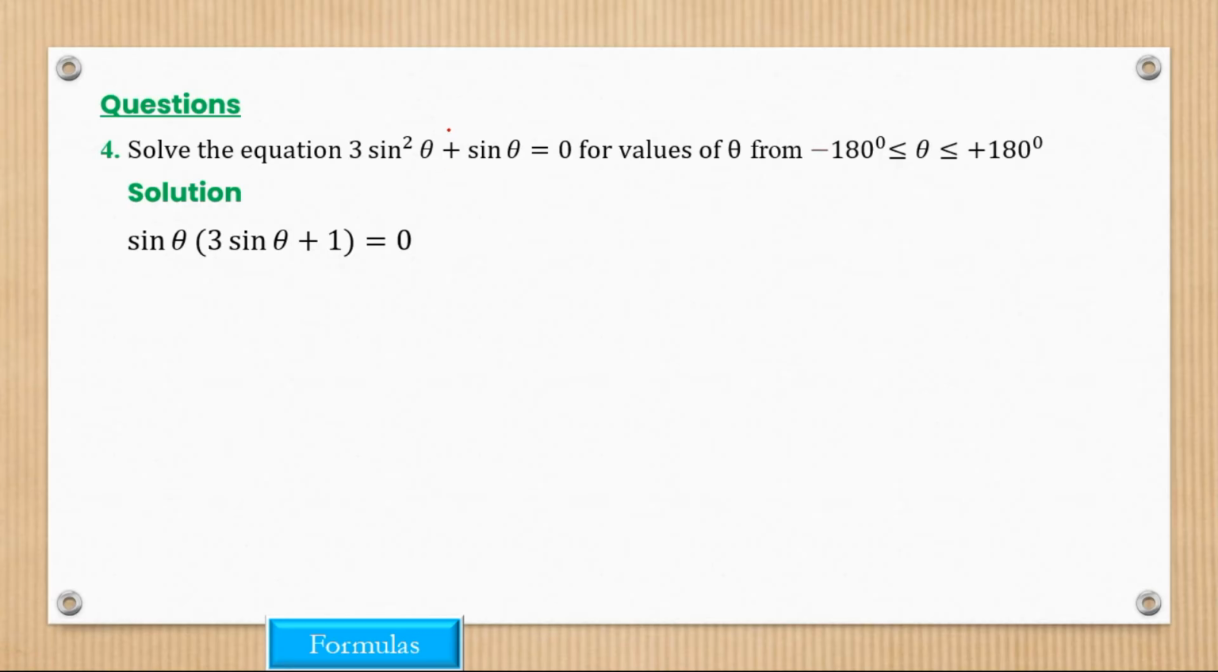Let's first simplify this. The first step is to pull out the sine theta, and then we have this right here. So we have sine theta being equal to 0, and we also have this other factor being equal to 0. So those are the two equations that we have.